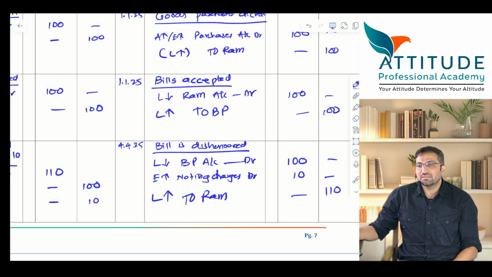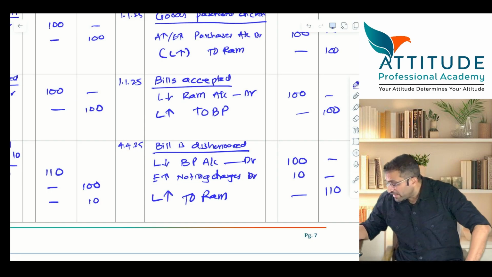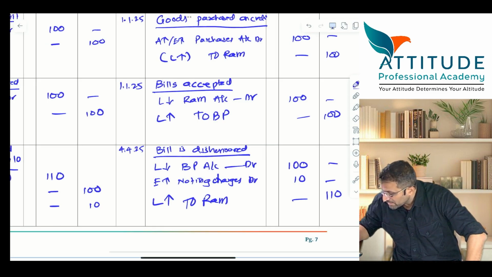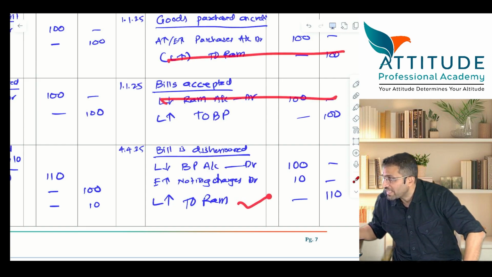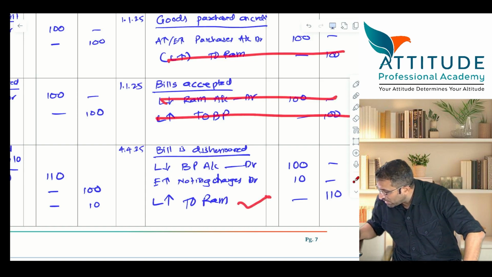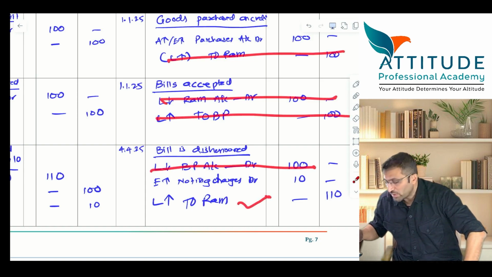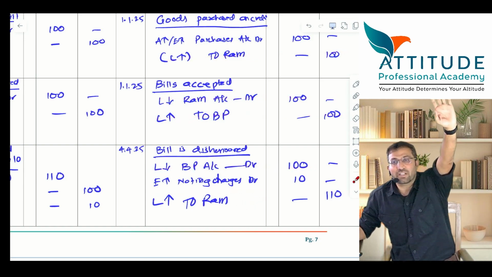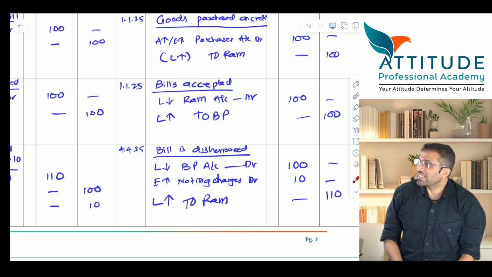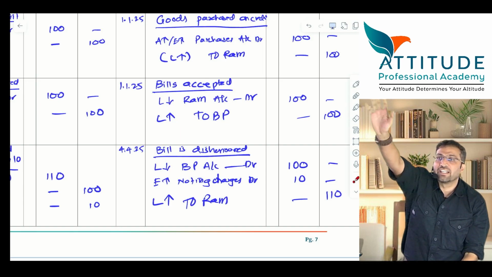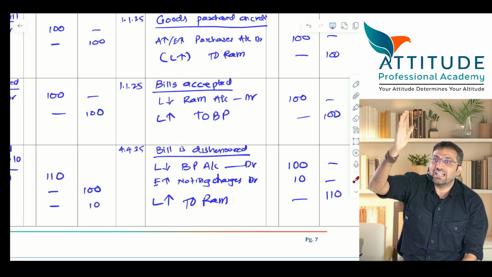Clear? Any difficulty? Now tell me here, sir, the Ram account was already closed, but again Ram came into the picture, but the bills payable account gets closed. Noting charges, obviously the dusht fellow will record in his books. I am the culprit because I have not made the payment. Is that clear? Any difficulty? Is it going into your head?